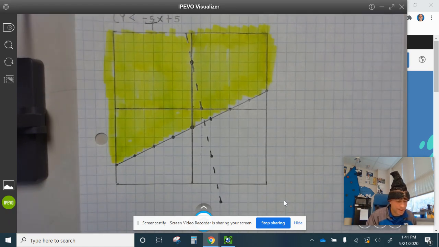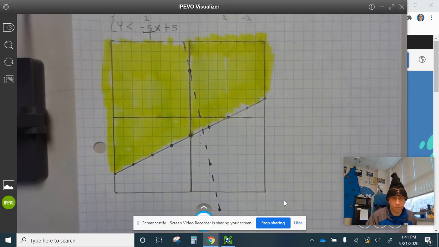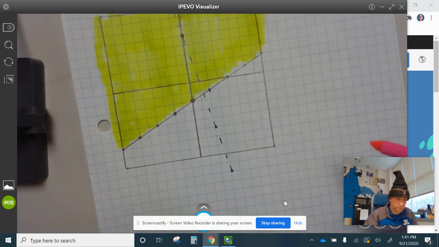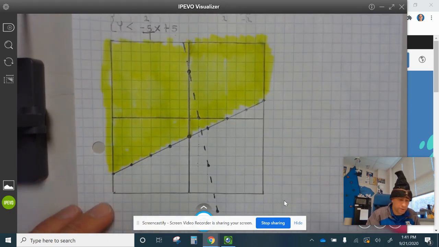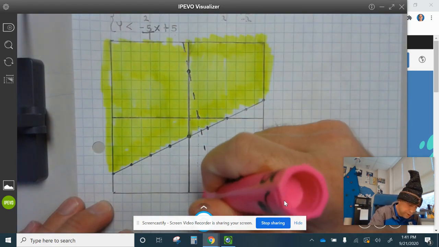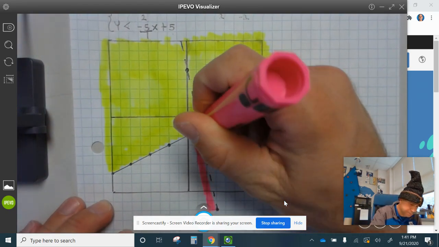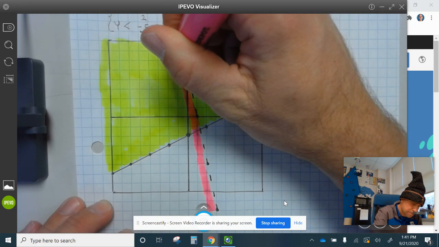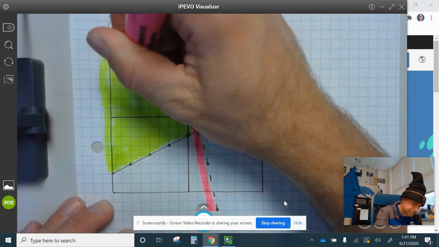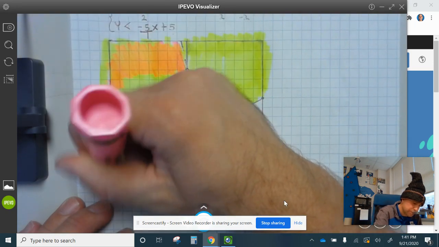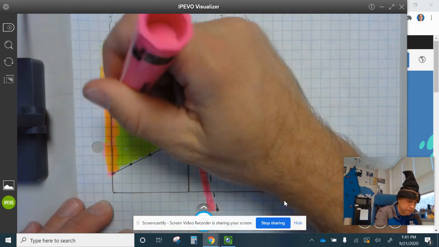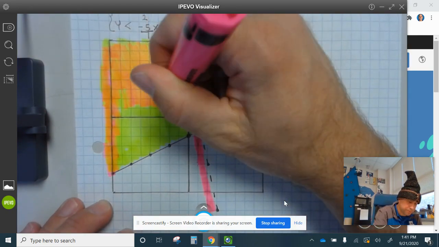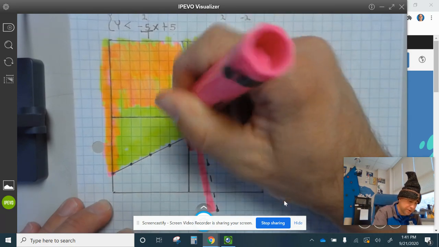Now it's less than, so you shade below. Oh, I knocked the camera, let's not do that. Okay, so you're going to shade below. Now I'm hoping you see that the overlapping region is changing colors.